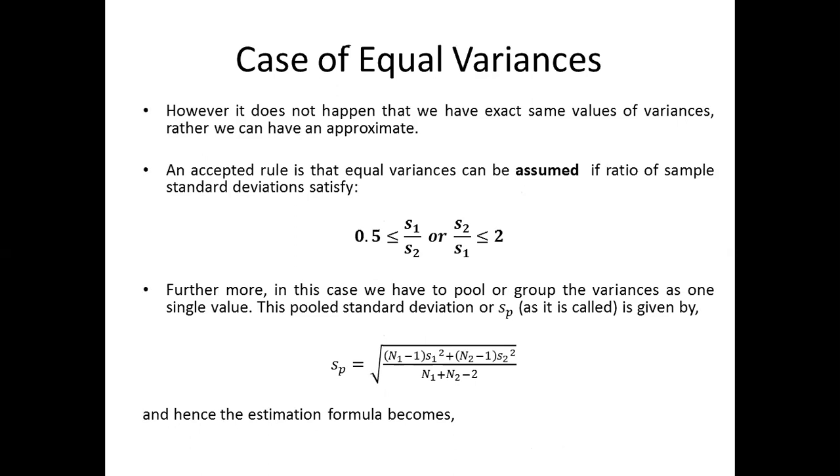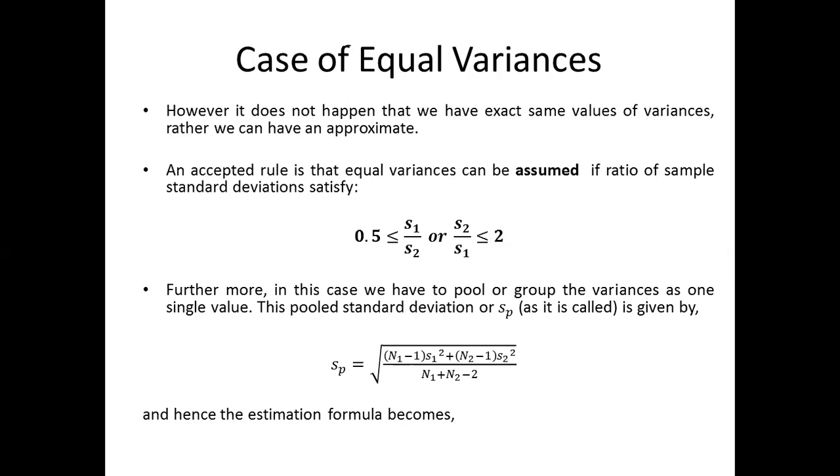Now, practically, it never happens that we get exactly equal values of the variances, because we are in a random scenario. But there is some assumption, some approximation present, and an accepted rule is that equal variances can be assumed if the ratio of the sample standard deviations satisfies this interval, that the ratio of S1 upon S2 or S2 upon S1 is somewhere between 0.5 and 2. But remember that if the question explicitly says to use equal variances or unequal variances, then we have to follow that. We won't be using this rule then.